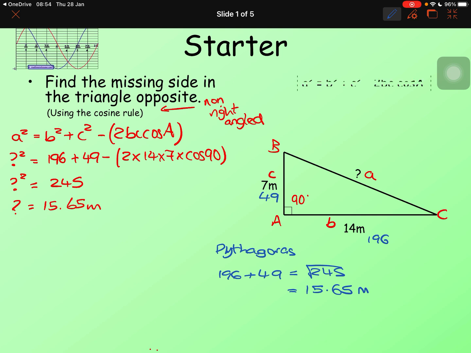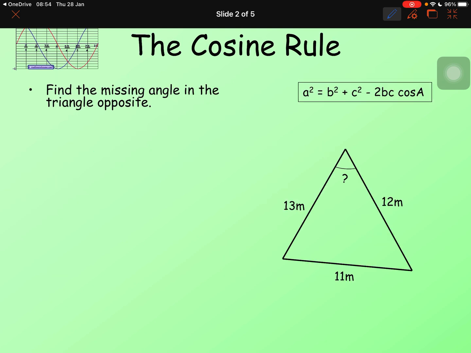Okay, so new bit today, finding a missing angle. So in order to do this with the cosine rule, you will have to be given the three sides. In order to find the missing angle, you have to have three sides already. It's the only way it'll work. Bit like with the sine rule, you have to have a matching pair and then the second part of the bit you're trying to find. With this one, you have to be given three sides to find the missing angle.